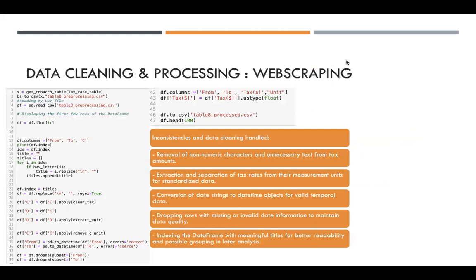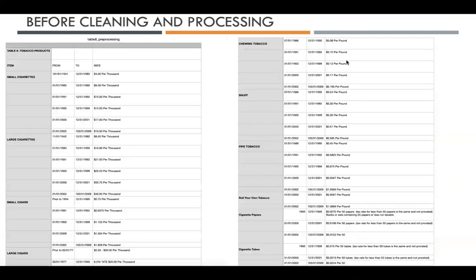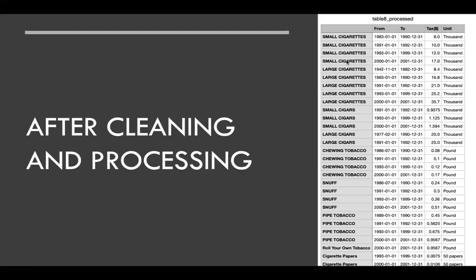While examining this data, I noticed inconsistencies, and I tackled these by stripping out non-numeric characters from tax figures to only keep numbers. I also split the tax rates from their units for consistency and transformed date strings into date-time objects for a uniform format. And to maintain data quality, I removed any rows with missing or incorrect dates. Lastly, I updated the data frame's index with descriptive titles, which clarified the data for deeper analysis later. As we can see here, this is before the processing, and this is after the processing.